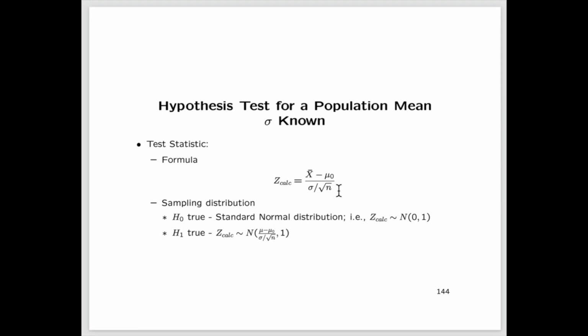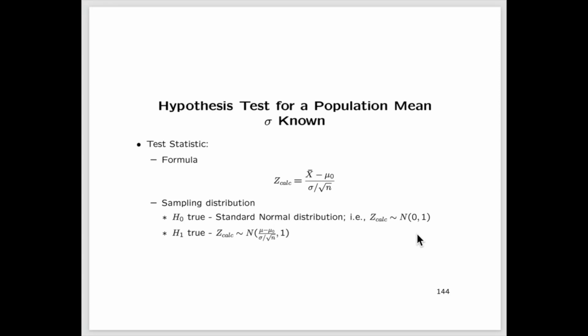Now, in order to use this test statistic to test hypotheses about mu, we have to understand how it behaves, and that behavior is contained in its sampling distribution. Regardless of whether the null hypothesis is true or not, if we are sampling from a normal distribution, then z-calc will also be normally distributed. And in particular, because we're standardizing by dividing by the standard error of x bar, in either case, the standard deviation of the sampling distribution of z-calc will be 1.